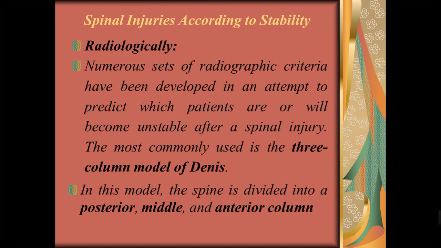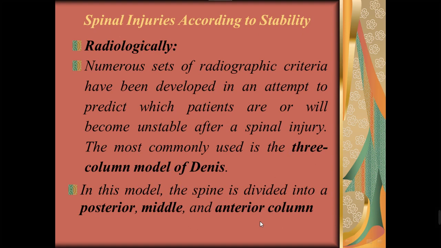This is the definition of unstable fractures or spine stability with regard to the clinical definition. While for the radiological definition, numerous sets of radiographic criteria have been developed in an attempt to predict which patients are or will become unstable after spinal injury. In fact, we have many sets of classifications, but I choose to use this one, which is simple and easily understandable by you. The most commonly used is the three-column model of Dennis. In this model, the spine is divided into a posterior column, middle column, and anterior column.